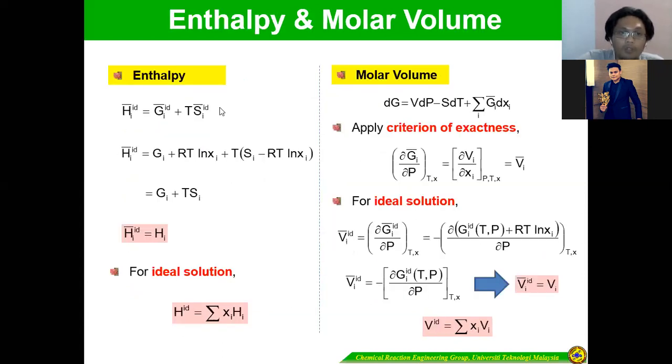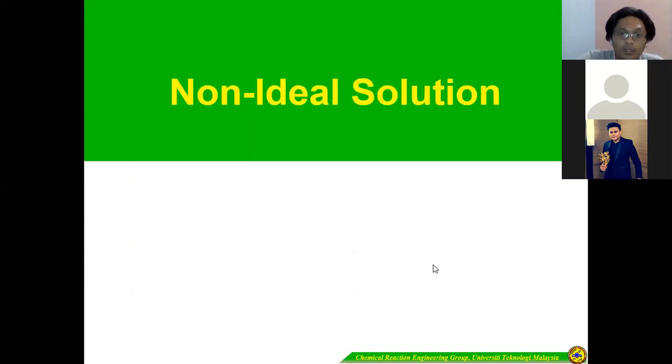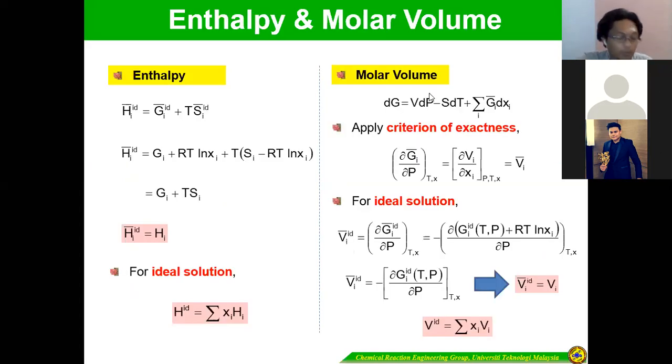While for the enthalpy and molar volume, H_ID is equal to sum of xi Hi, while V_ID is equal to sum of xi Vi. This is the important equation. This is actually the basis for the calculation of the non-ideal solution. We have to remember, for the non-ideal gas, the basis or reference is the ideal gas. But for the non-ideal solution, the basis or reference is the ideal solution.